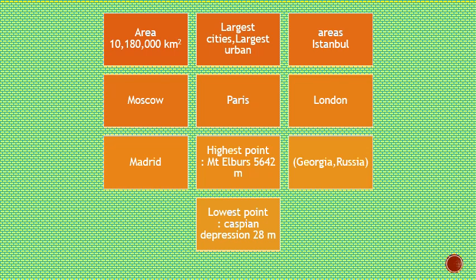like 180,000 kilometer area. The largest cities and urbanized areas are Istanbul, Moscow, Paris, London, and Madrid. The highest point is Mount Elbrus, which is 5,642 meters, in Georgia, Russia. The lowest point is the Caspian Depression, which is 28 meters. So these are some of the physical characteristics of Europe.